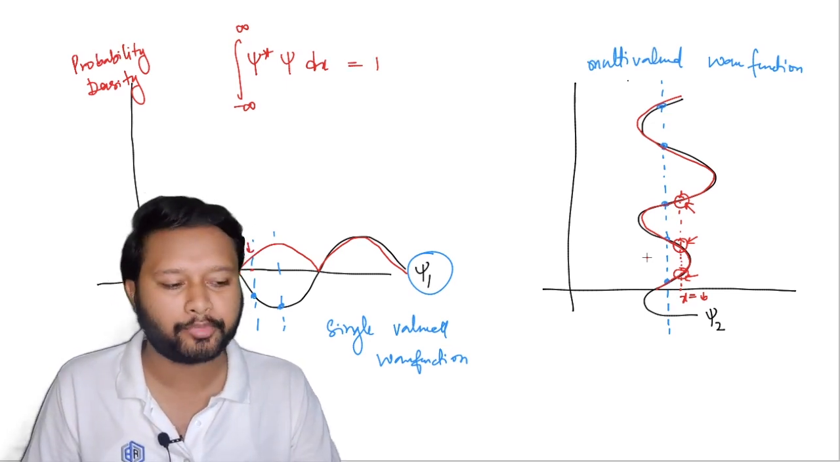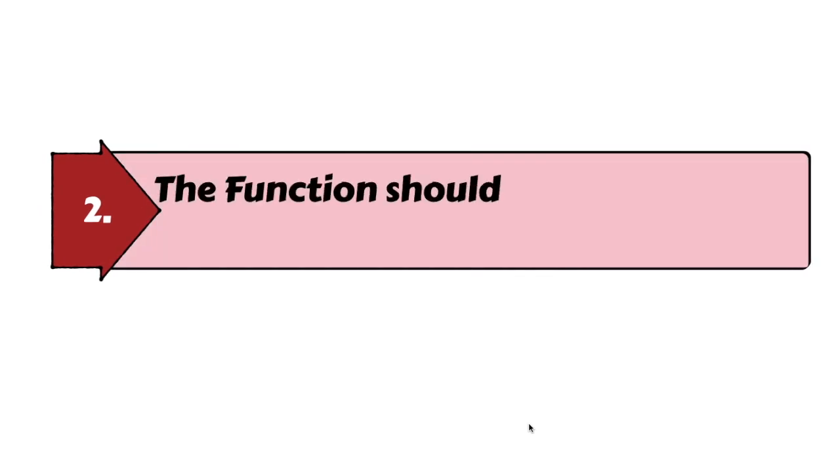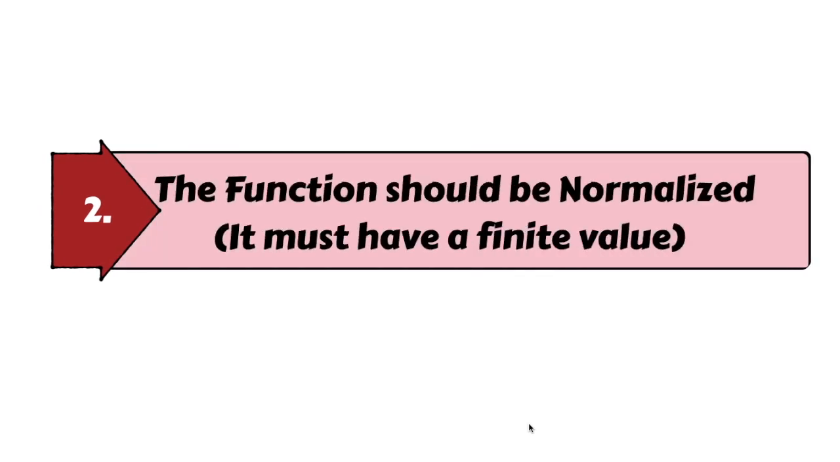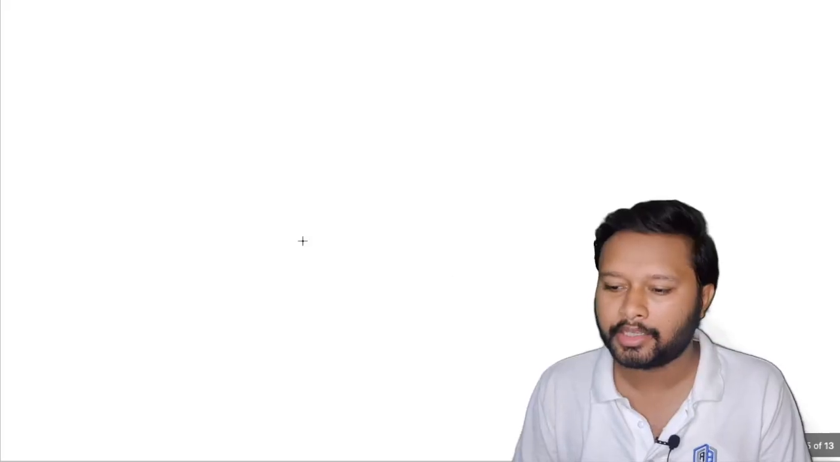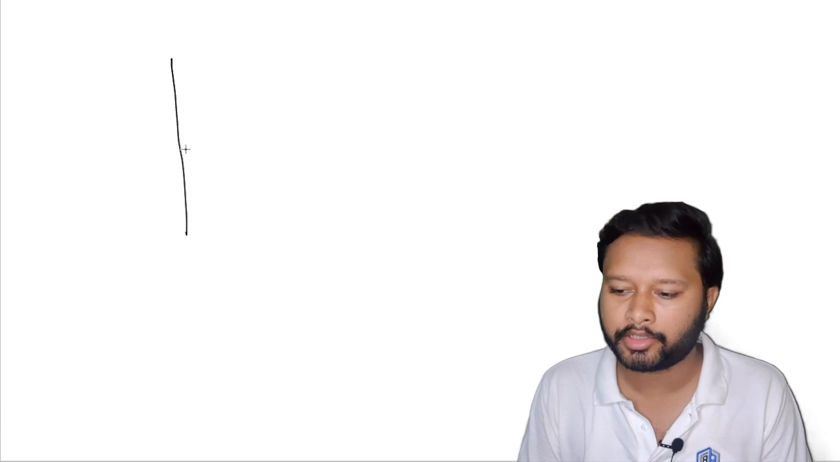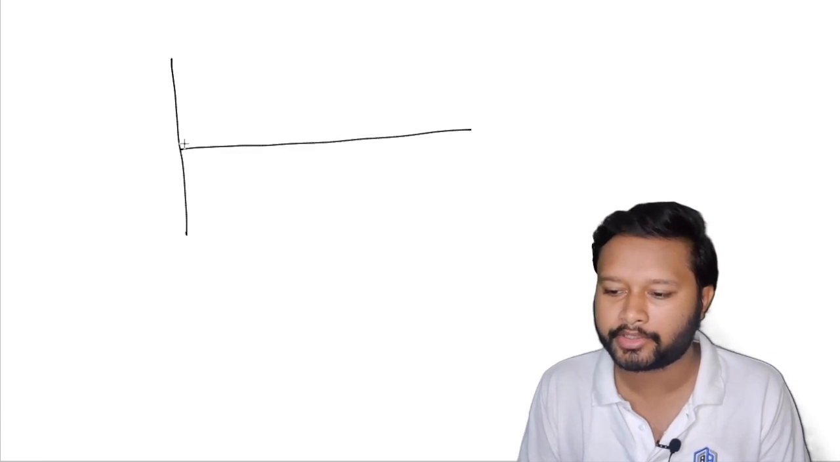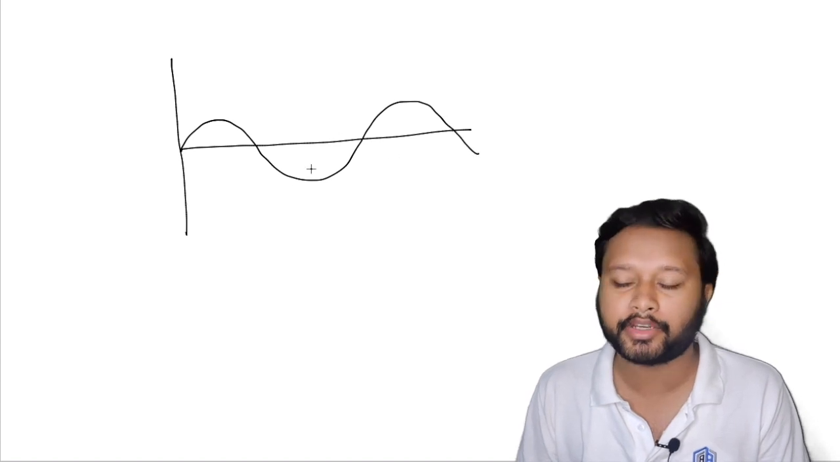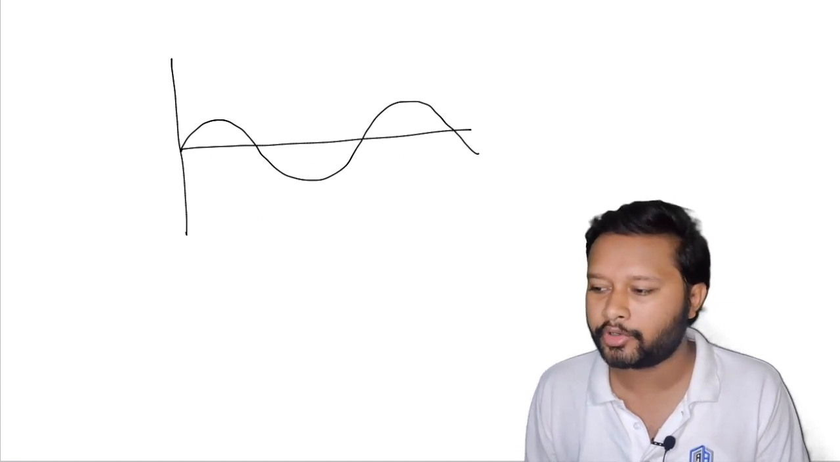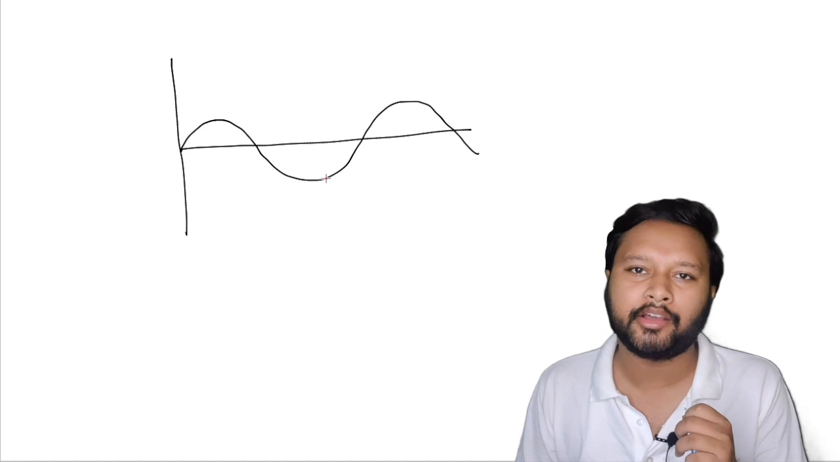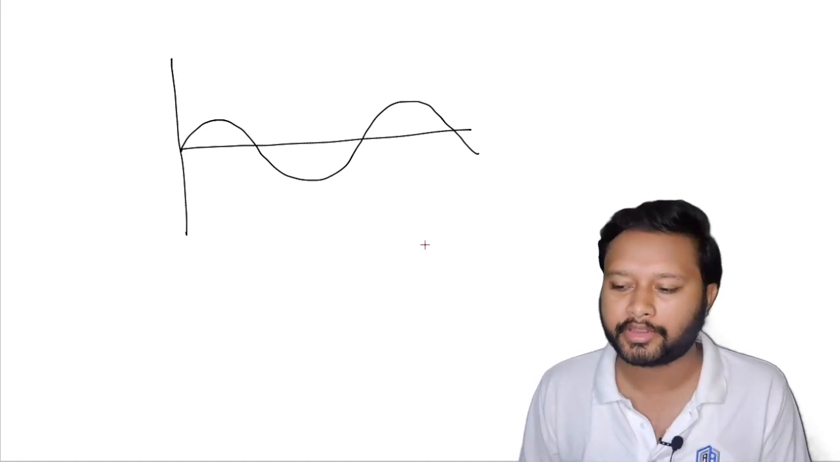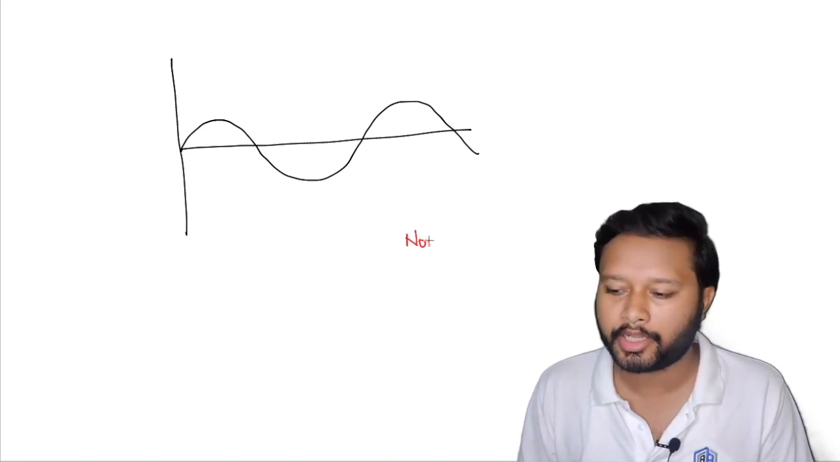Talking about the second point, which says that the function has to be finite valued, or it has to be normalized. The second point is actually very simple to understand. Once we have understood that we have a wave function which has to be single valued, let's consider a single valued wave function. Now in this case, it says that it has to be a finite valued wave function. That means it has to be normalized.